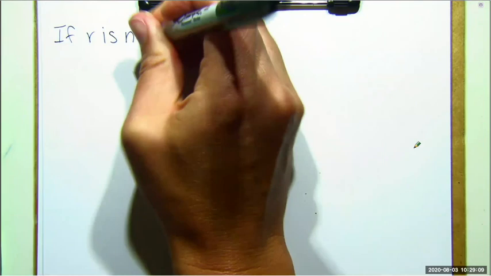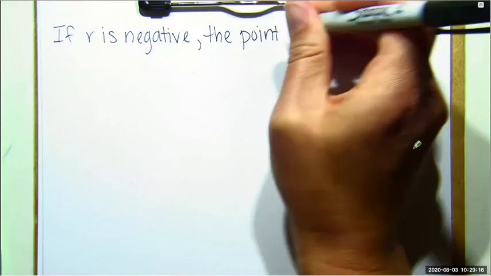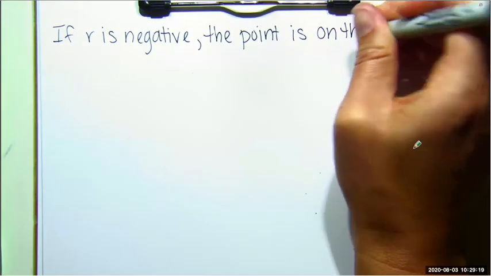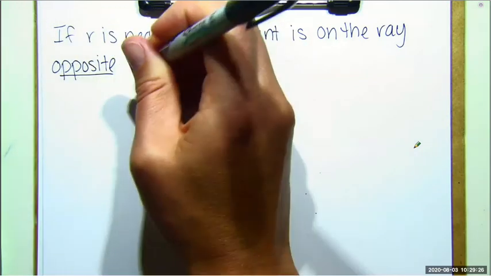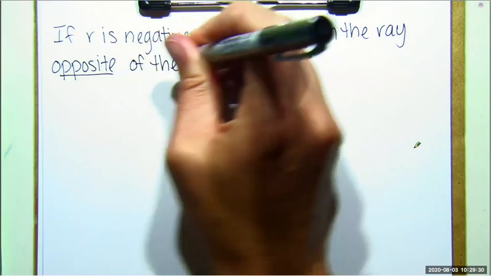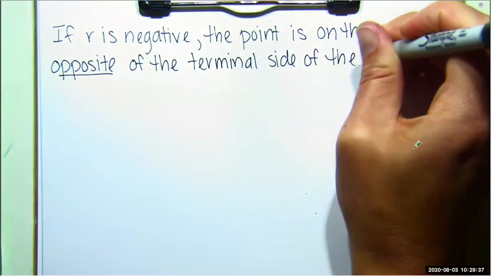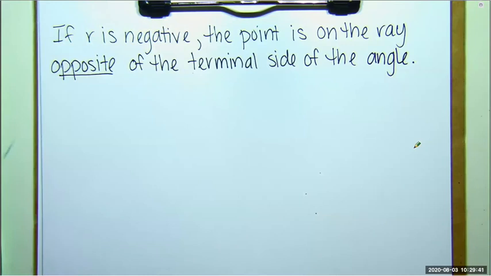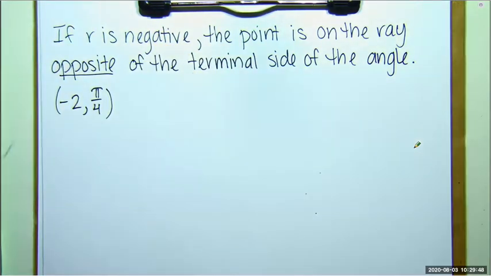If r is negative, the point is on the ray opposite of the terminal side of the angle. So if r is negative, the point is on the ray opposite of the terminal side of the angle. So let's plot -2 comma pi over 4.